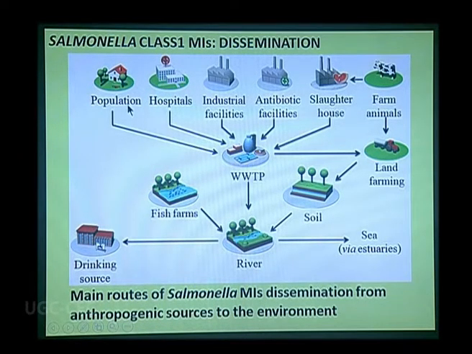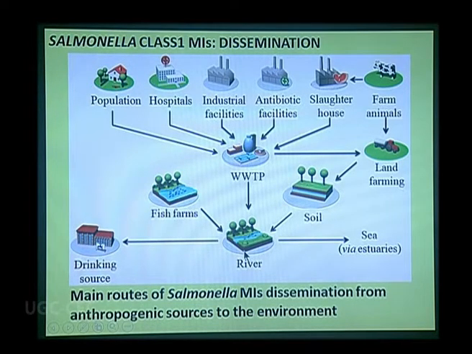It can be a regular human population, it can be hospitals, industrial facilities, antibiotic facilities, or slaughterhouses. From here they accumulate in the plant. From the plant it can go to land farming, and from land farming to soil, and finally from soil to river. It can directly go from the plant to the river, as well as fish farms can contribute directly to the river.